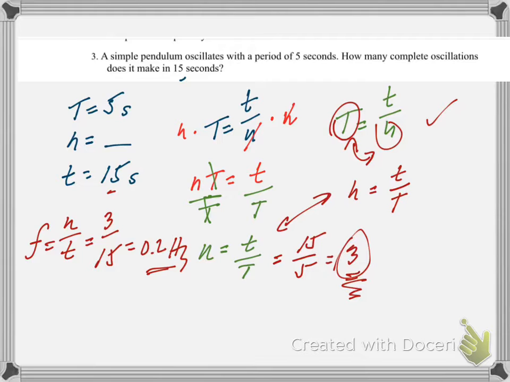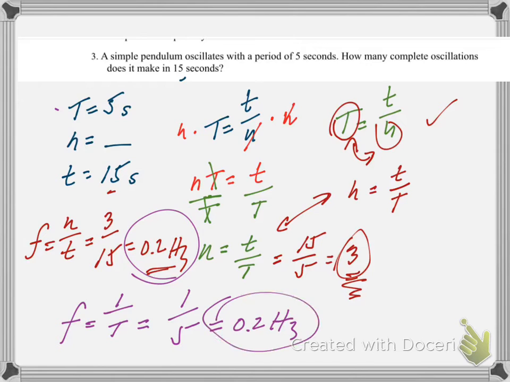Easy enough. It's kind of interesting to see that we could have used another approach. We know that frequency is equal to 1 over the period. They gave us the period. It was 5. 1 over 5, 0.2 hertz. So our answer is the same for frequency regardless of which approach we use. Hope this helps.